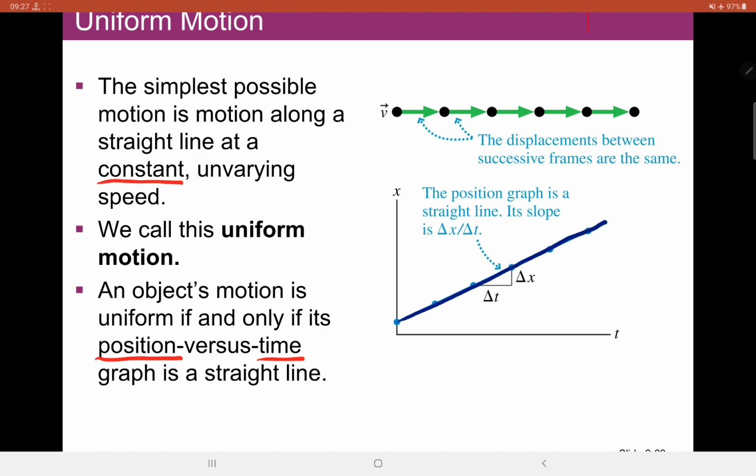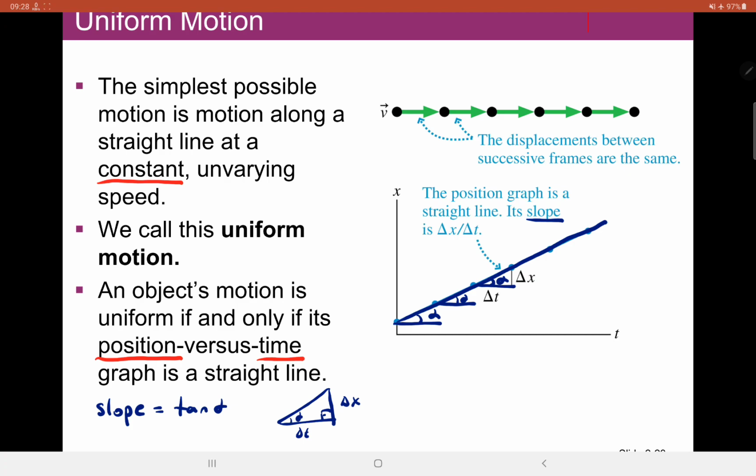And its slope is delta x over delta time. What is a slope? In terms of math, slope equals tangent alpha. This is alpha. As you see from this graph, alpha is constant, so tangent alpha is also constant. Since slope is tangent alpha, you can use a right triangle. The height is delta x, change in x, change in position. And the base is delta t, change in time.